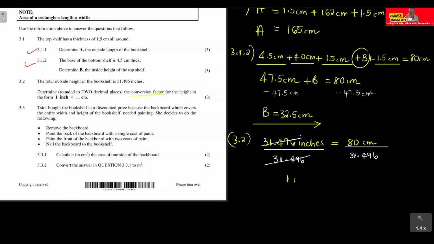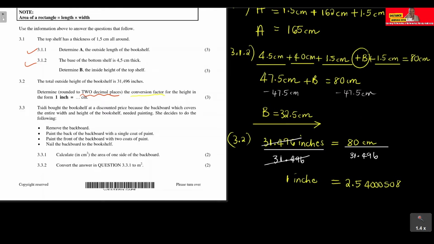You'll just have 1 inch, okay, is equal to 80 divided by 31.496 is equal to 2.54. Then you've got 3 zeros. Then you've got 508 when you punch that into your calculator, right? So remember, they say round to 2 decimal places. We've got our answer here in more than 2 decimal places.